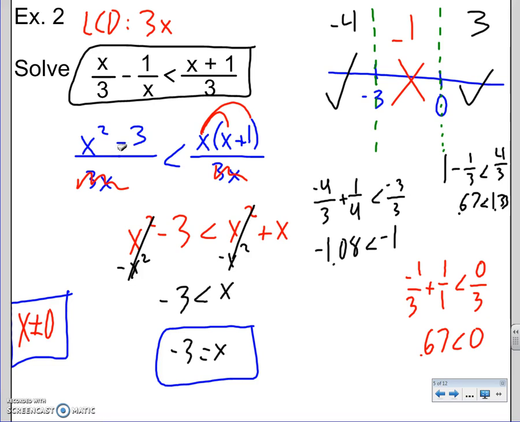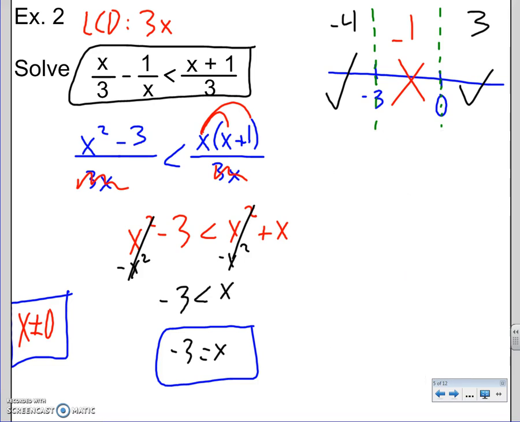So when I write my final answer, let's see, I'll get rid of this part. I'll say that my first area, x has to be less than negative 3. Then I write or. My second area, x has to be greater than 0.